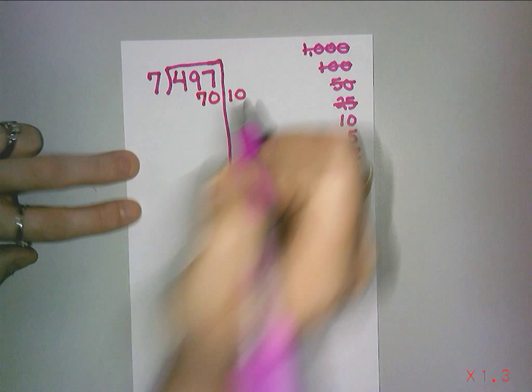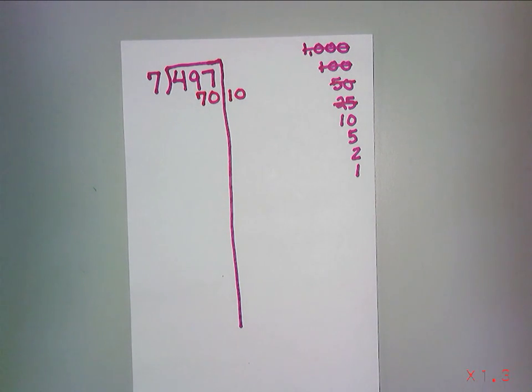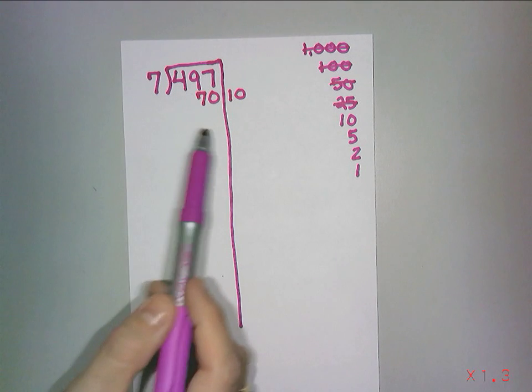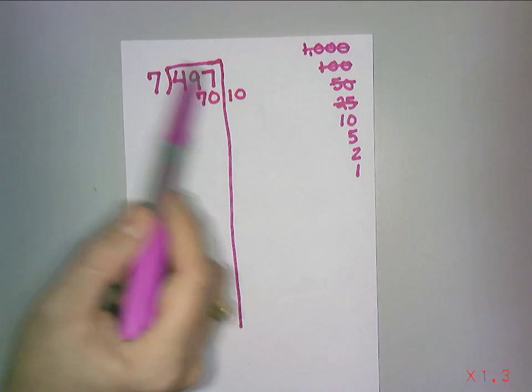I'm going to go again with 10. 10 times 7 is 70. 7 minus 0 is 7. Again, I have to borrow. 15 minus 7 is 8. 2 minus nothing is 2.